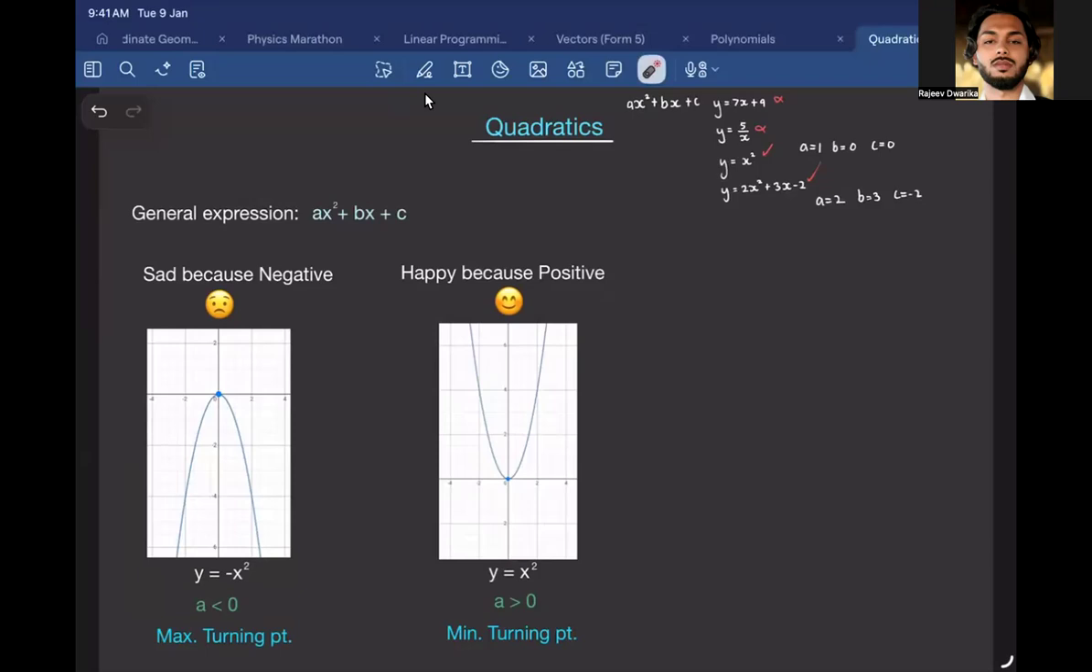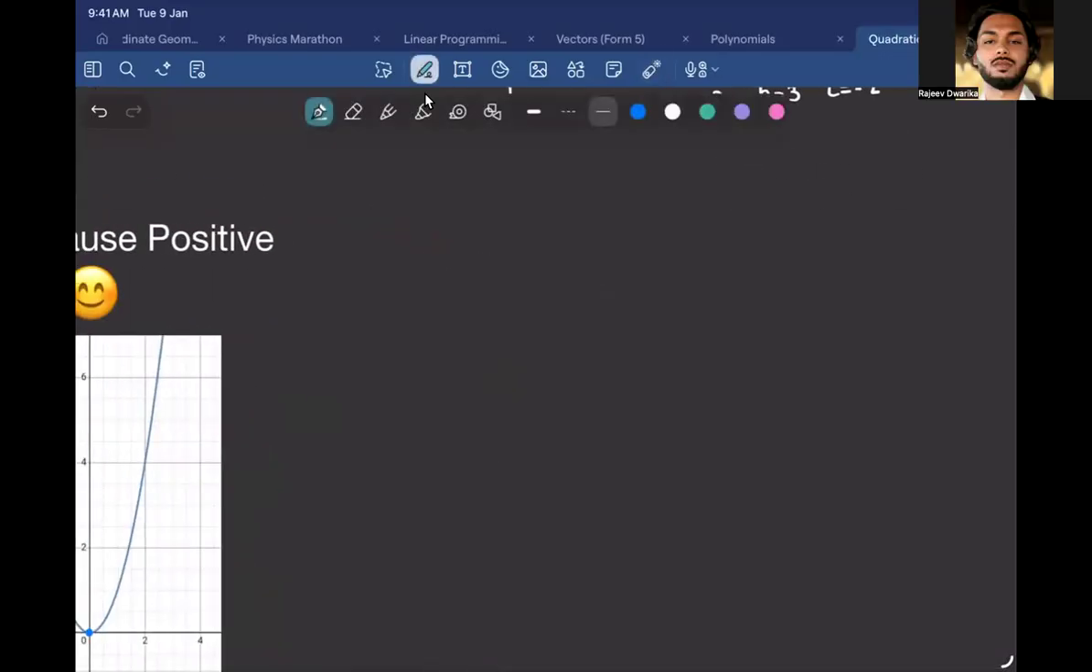I want you all to copy down the general expression of a quadratic, and you must know the two different cases. So Avinash, you there? Yes, sir. Let me give you two examples. Example one, let's just say we had a quadratic equation, y is equal to 2x squared plus 7x plus 3. Actually, let me just say x squared plus 6x plus 5. So Avinash, let's just say we had that quadratic.